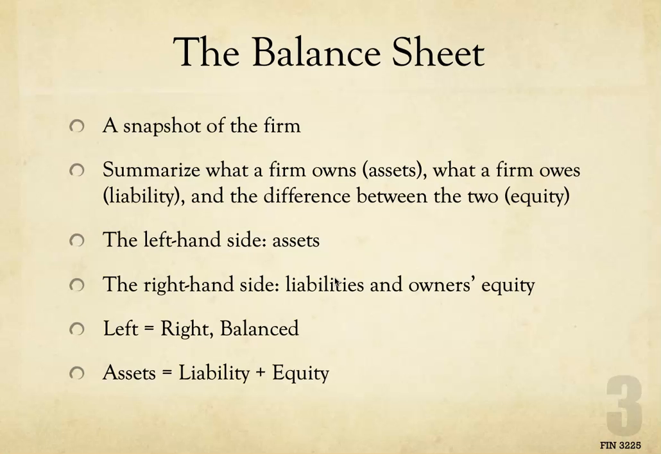It's called a balance sheet because the assets must equal liabilities plus equities. In other words, the left-hand side must equal the right-hand side. The total number must be the same, so that it's called a balance sheet. And this balance sheet is at a point in time. We take a look at the company. That's why in the beginning we said this is a snapshot of the firm.